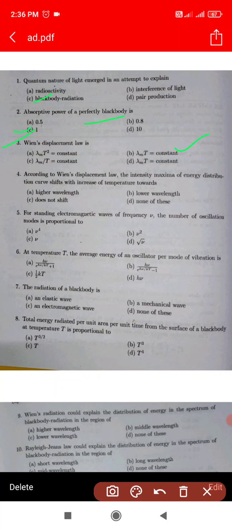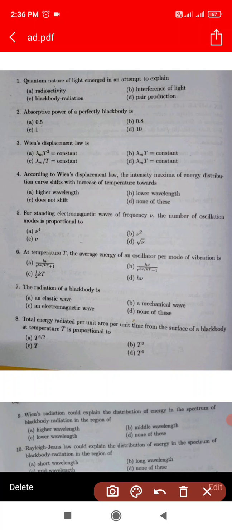According to Wien's displacement law, the intensity maximum of the energy distribution curve shifts with increasing temperature. So as the temperature increases, the wavelength is lower. It means lambda m into T is equal to a constant, so lambda m equals constant divided by T. As we increase the temperature, lambda m, the wavelength, will decrease.